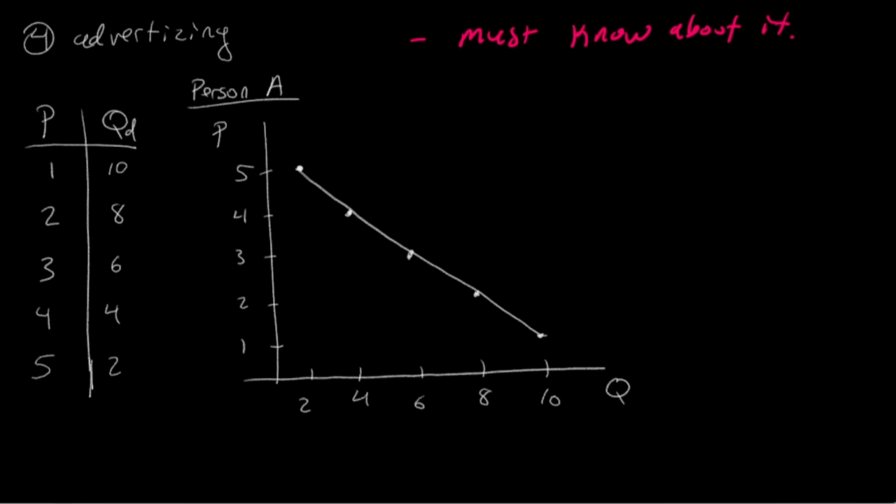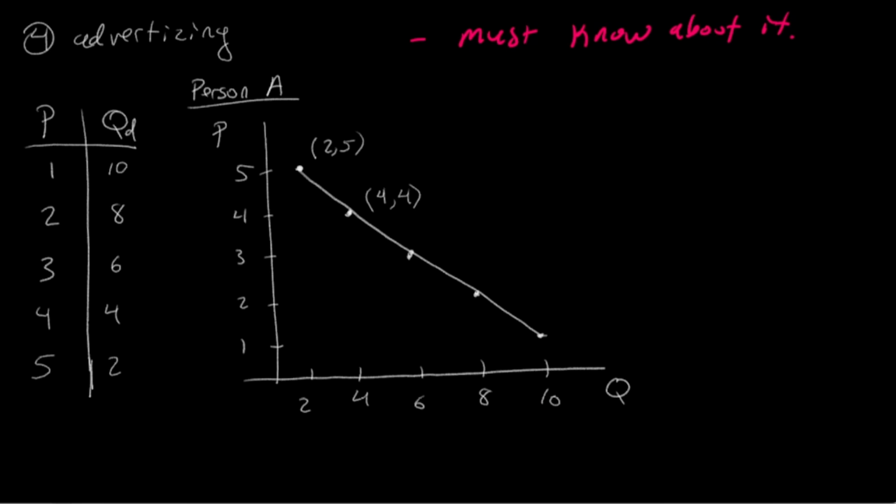Now, I chose these points conveniently so that it would make a straight line. And using these two points, we can actually calculate the equation of this demand curve. So all we have to do is find the slope. This point here is (2, 5), and this point here is (4, 4).